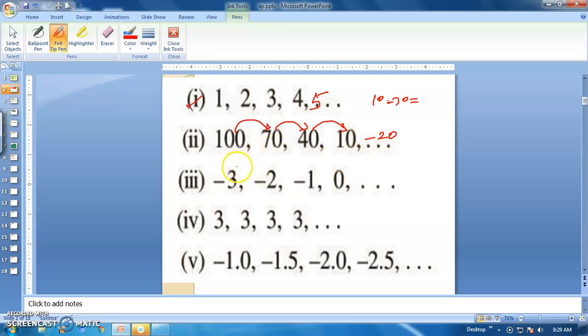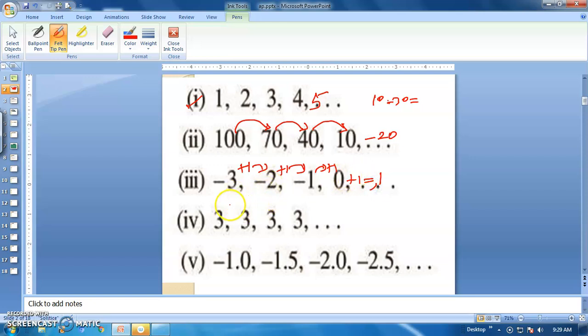And here minus 3, and if you add plus 1 with minus 3 we get minus 2. And again plus 1 with the minus 2 means minus 1. And here plus 1 means we get 0. And again if you add plus 1 with this one we get 1. So 1 is the next number.